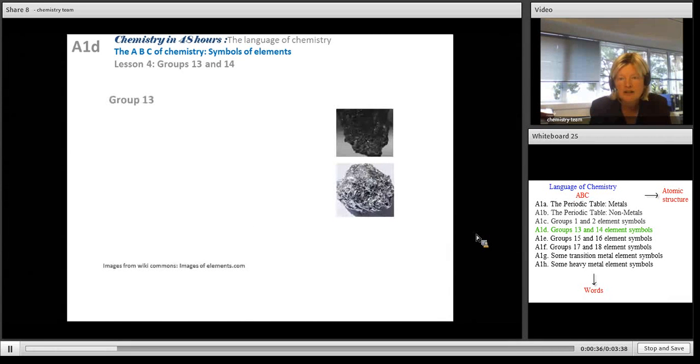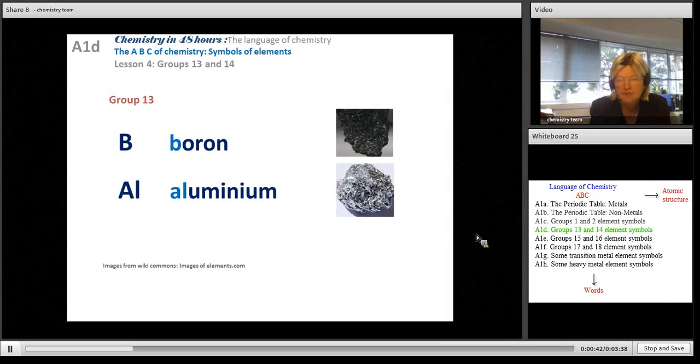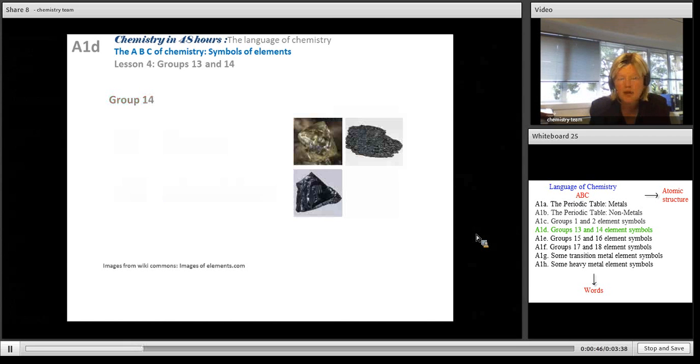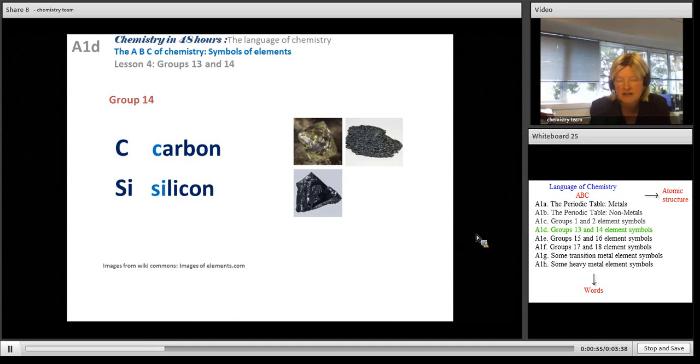Group 13, it's B for boron and Al for aluminium. And aluminium is a metal, boron is one of those metalloids. Group 14, you've got C for carbon, and there's 2 forms of carbon shown there, and Si for silicon. And they all come from the first letter or the first 2 letters of the name.